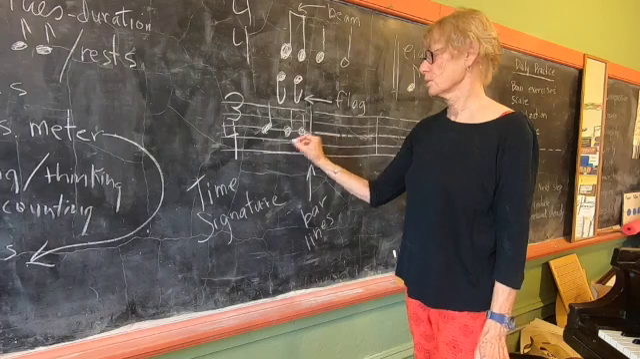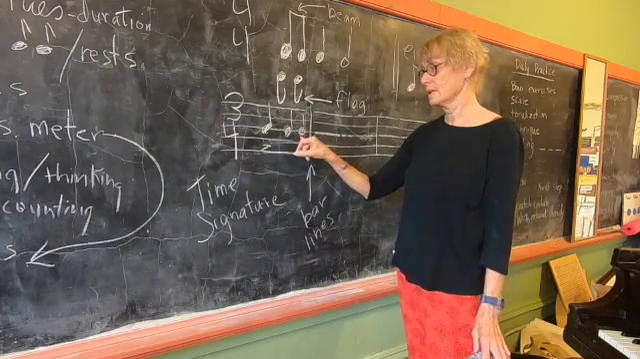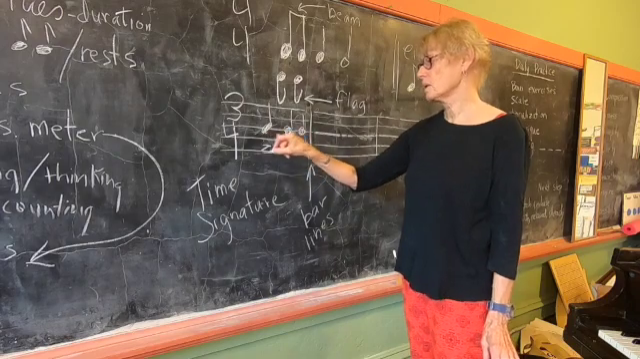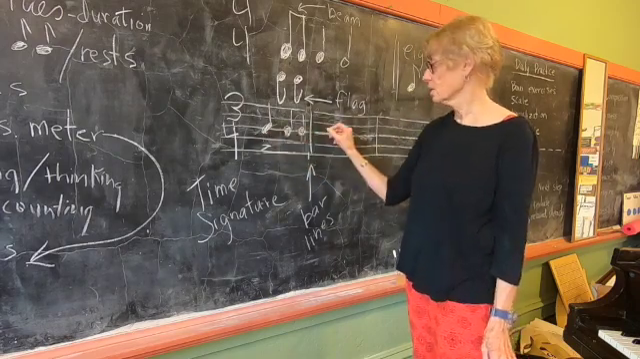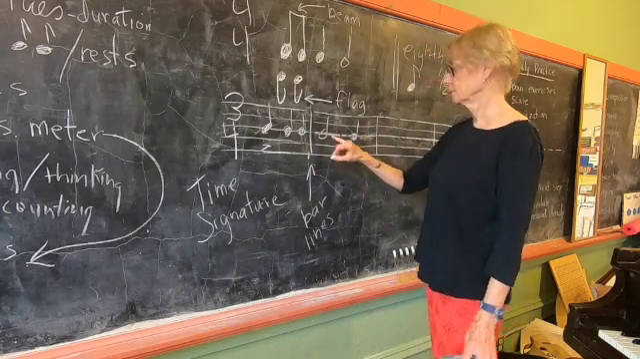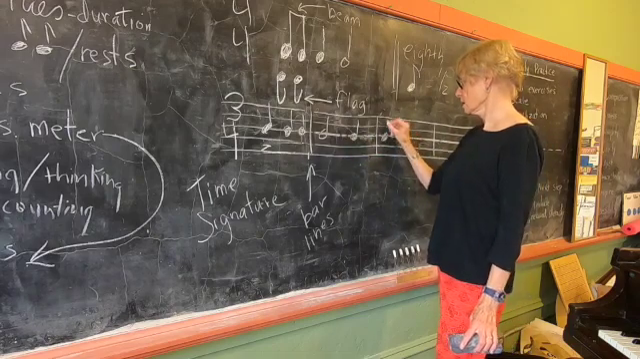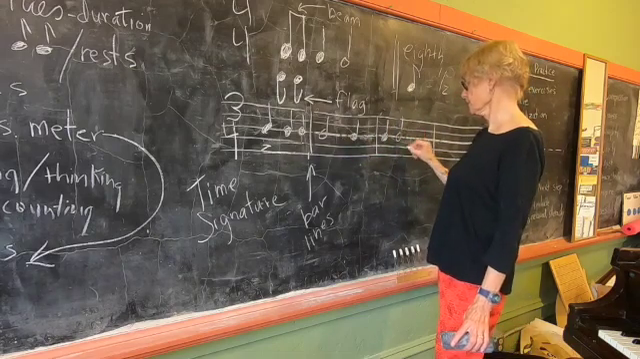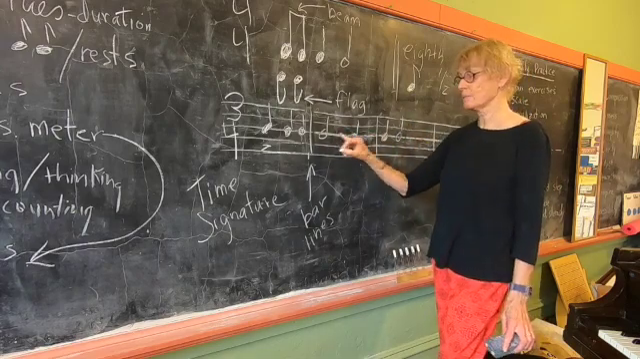1, 2, 3. We have a slight stress on beat 1. There's our stress that makes it a waltz. 1, 2, 3. 1, 2, 3. Let's add 1, 2, 3. So these are all the combinations we have now that add up to 3.